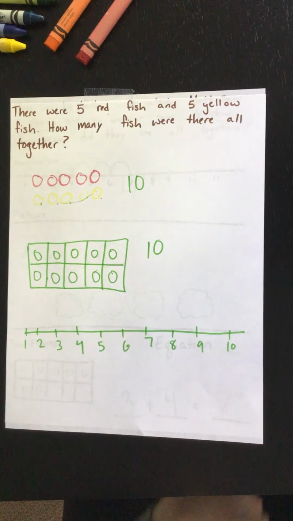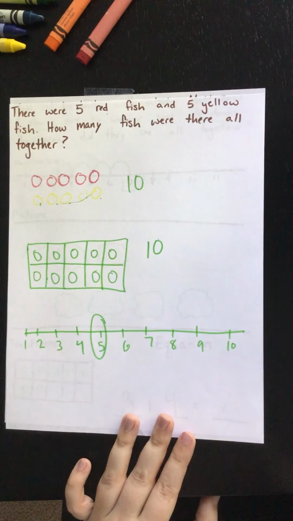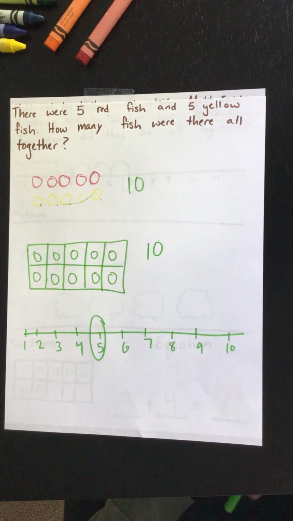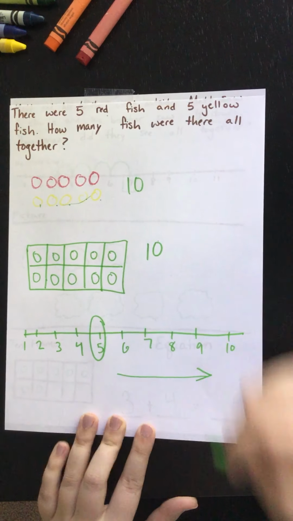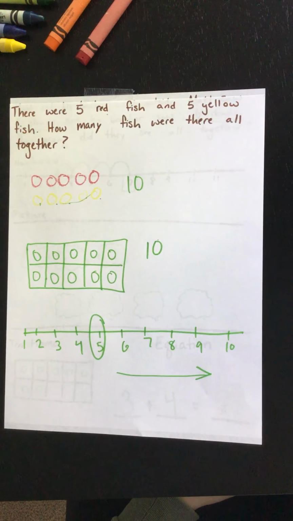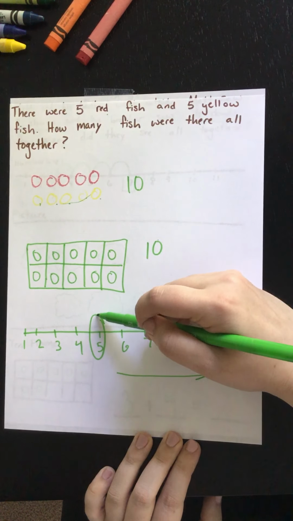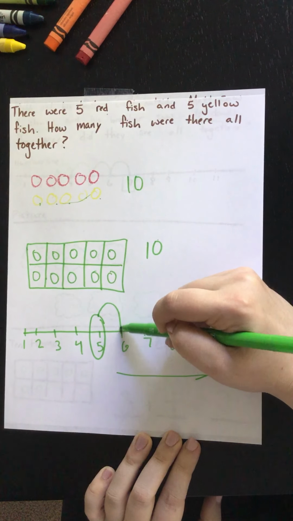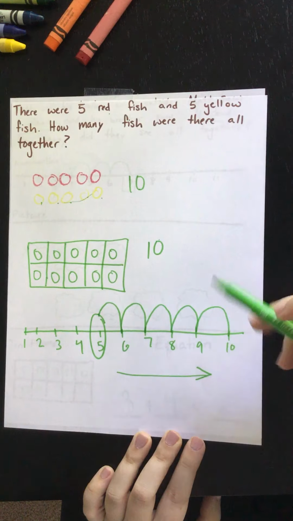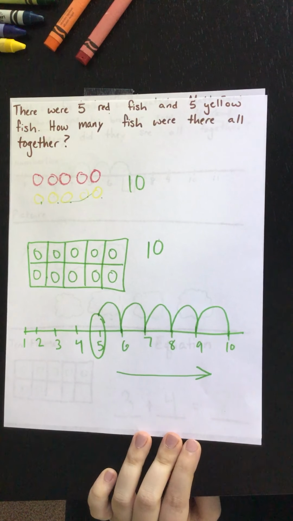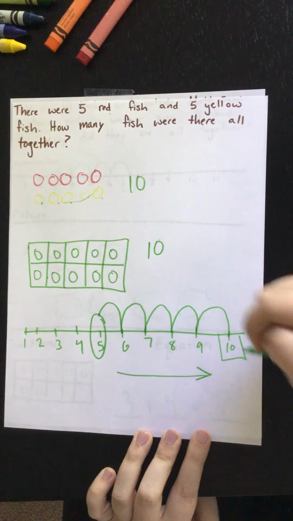So there are 5 fish, so I'm going to start at the number 5. And then I'm going to jump 5 times in the reading direction. Don't forget that we have to go in the reading direction when we're doing addition, when we're adding 2 numbers together. So let's jump 5 times on our number line, starting at 5. 1, 2, 3, 4, 5. What number did I land on? I landed at the number 10.